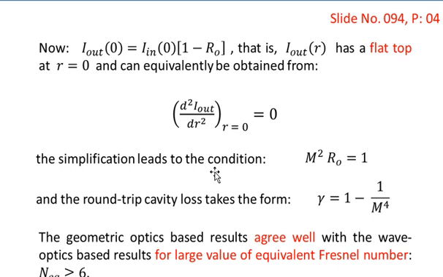The simplification leads to the condition. If you set this condition and solve it, you will get m square r naught minus 1 equal to 0, which means that m square times r naught is equal to 1. And the round trip cavity loss takes the form gamma equal to 1 minus 1 over m to the power 4.